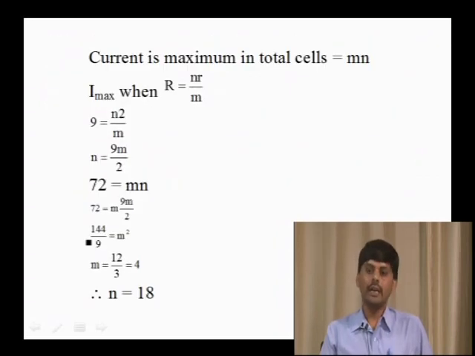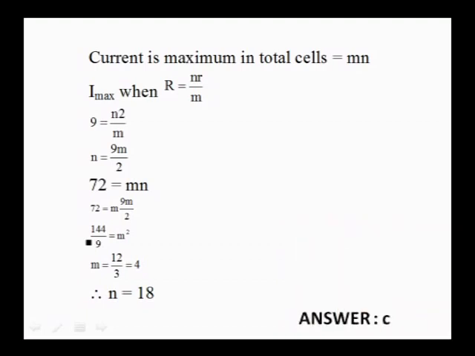See, the condition for the maximum current in the circuit is that external resistance is equal to the effective internal resistance. The external resistance in the problem is given as 9 ohm, and the internal resistance is equal to 2 ohm. If you substitute these two values in this equation, we get the value of n is equal to 9m divided by 2, where we know the value of m. But the total number of cells is equal to m into n, which they also provided, that is equal to 72. So 72 is equal to mn, then substitute the value of n in the equation.